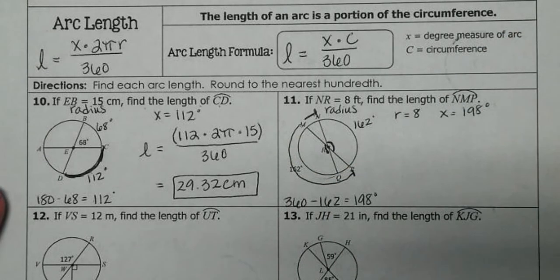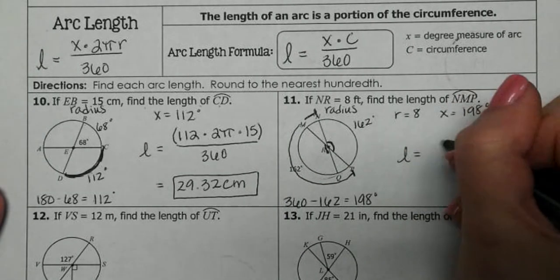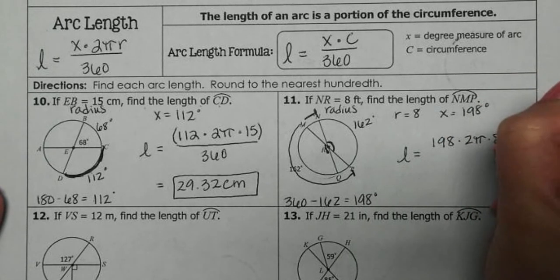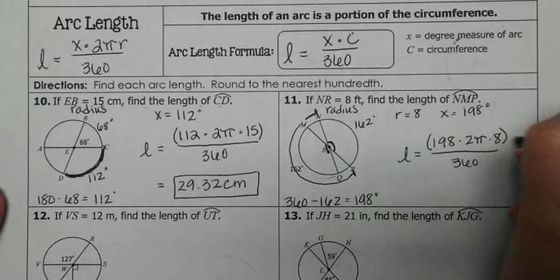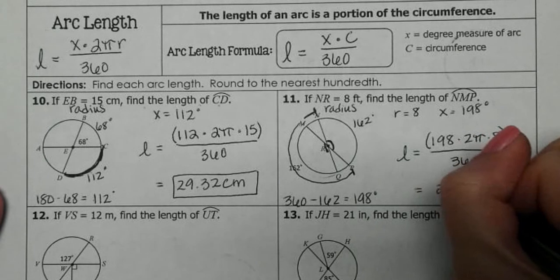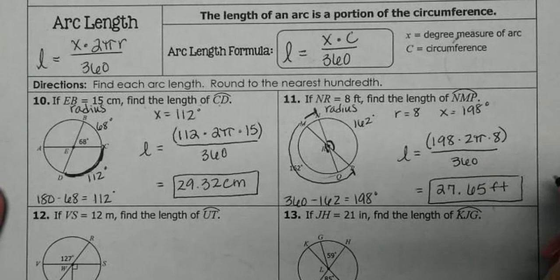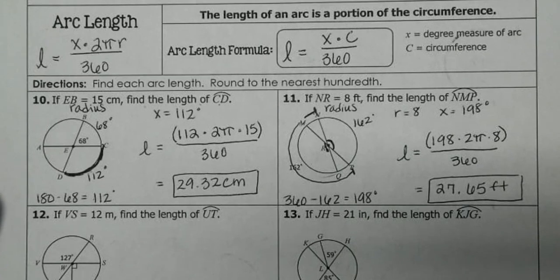So now I have everything that I need to plug it into my arc length formula. So L equals 198 times 2 times pi, we said our radius was 8, divided by 360. Put this in parentheses. Go ahead and plug in. You should get 27.65 feet. Okay. Let's look at number 12. We'll work one more of these.